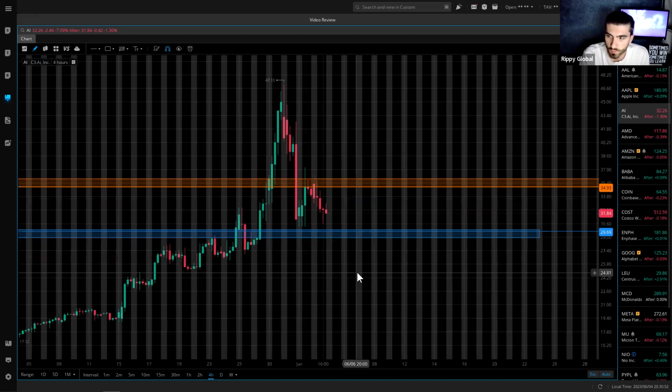So main support, roughly $30 a share. Main resistance, roughly $34 a share.